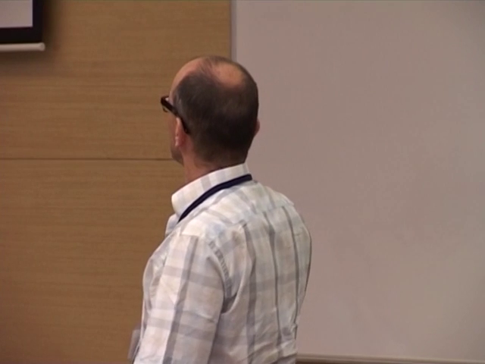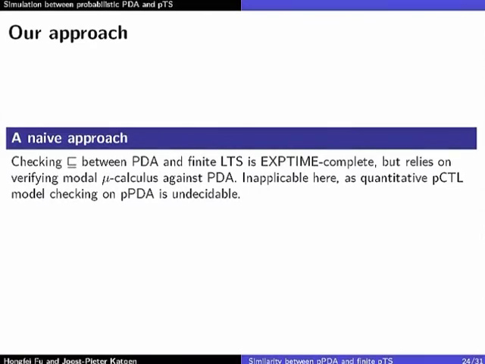Why not? Because the proof of this result is based on verifying modal mu calculus against the PDA. So it relies on the fact that you can check modal mu calculus on PDAs. If you would like to do something like this in the probabilistic case, you need something like quantitative model checking on PDAs, but we already saw, as Esparza has proven, this is not decidable. So this approach does not work.